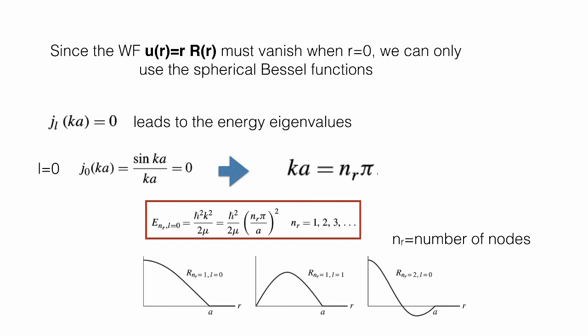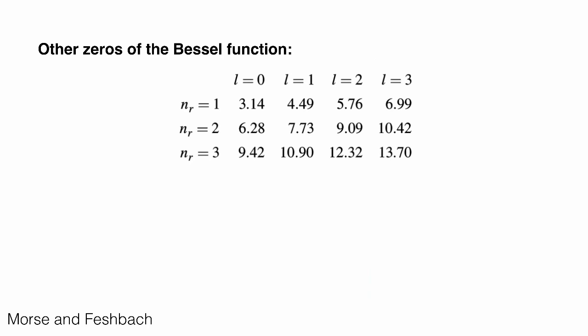different values of pi, I mean multiplication of pi. We can also do the same for when L is not equal to 0, but we have to do that numerically, so it's not so simple. So you will see here that if you look at this table, this is going to give you all the zeros of the Bessel function.